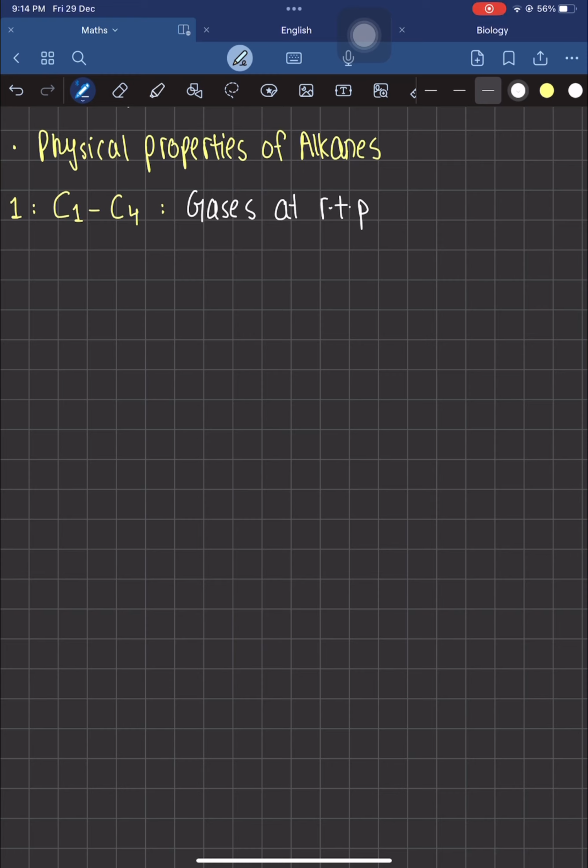But this leads me to the second property: carbon 4 till carbon 16 are actually liquids at room temperature and pressure. Now let's move towards the third property. Remember, these are the physical properties, not chemical. Carbon 17 and above are waxy solids.